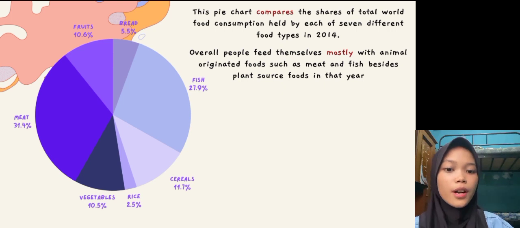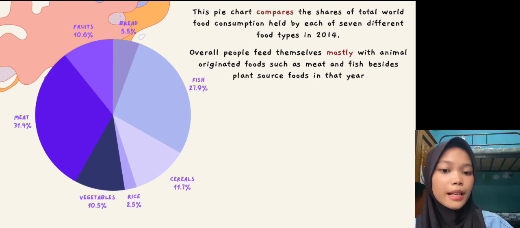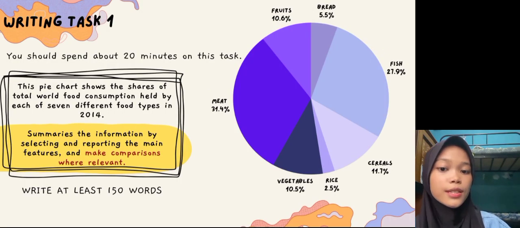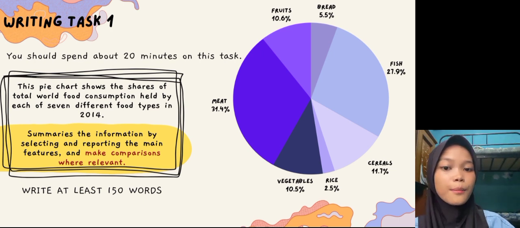In the overview paragraph, I'm going to include the 2 main food sources in one sentence. Overall, people feed themselves mostly with animal-originated foods such as meat and fish, besides plant source foods in their diet. As you see, I used the adverb mostly to form the overview sentence. This is one grammatical structure to vary your sentences. Remember, it is important to use a variety of sentence structures if you want to achieve a 7 and higher.